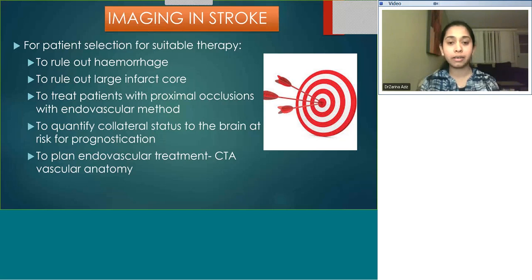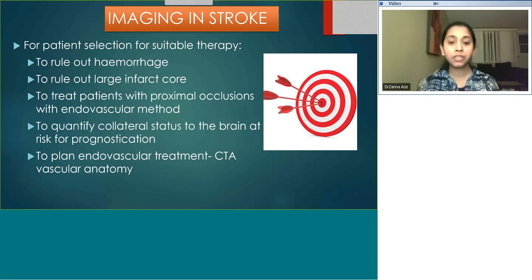There is loss of the blood-brain barrier. In that situation, if you open up the vessel suddenly, the blood will gush into the dead brain tissue, and it will cause a large hemorrhagic transformation, which is considered even more devastating than the ischemic area. So it's very important that you rule out a large infarct core. If you notice a large, well-established infarct, there is no point in going and opening it up. So imaging again plays an important role.